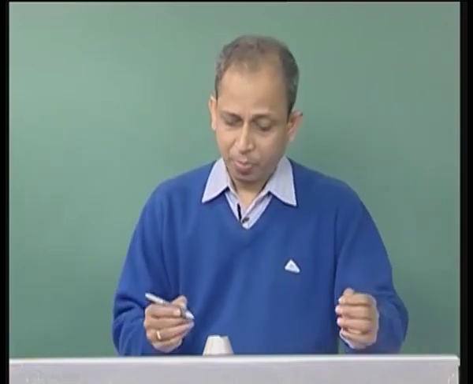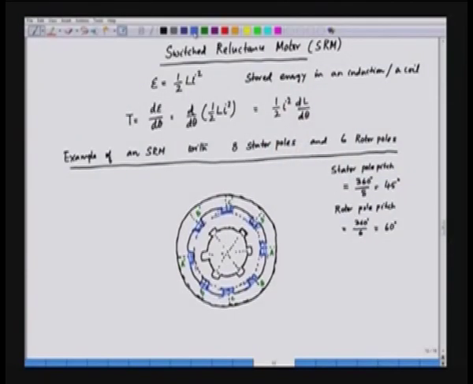Now, as you have already seen that the torque is produced by the variation of inductance, i square dL by d theta, and if i square is present only at dL by d theta which is positive, then only we will have positive torque production. So, here we see that the rotor rotates. For example, if the rotor rotates like this in the anticlockwise direction, the inductance of every phase will be changing.